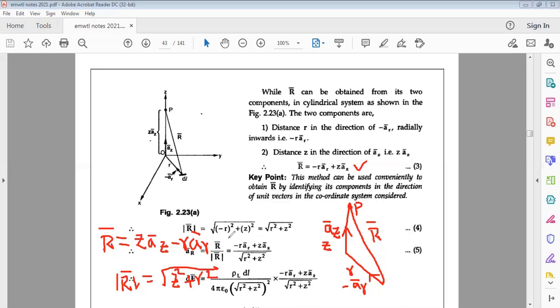Now, to find the unit vector, what is the unit vector? aR bar is equal to R bar by the magnitude of R bar. We know this is the formula, the vector form and the magnitude. What is R bar? z az bar minus r into ar bar, whole divided by its magnitude, the square root of z square plus r square. Got it, my dear students?